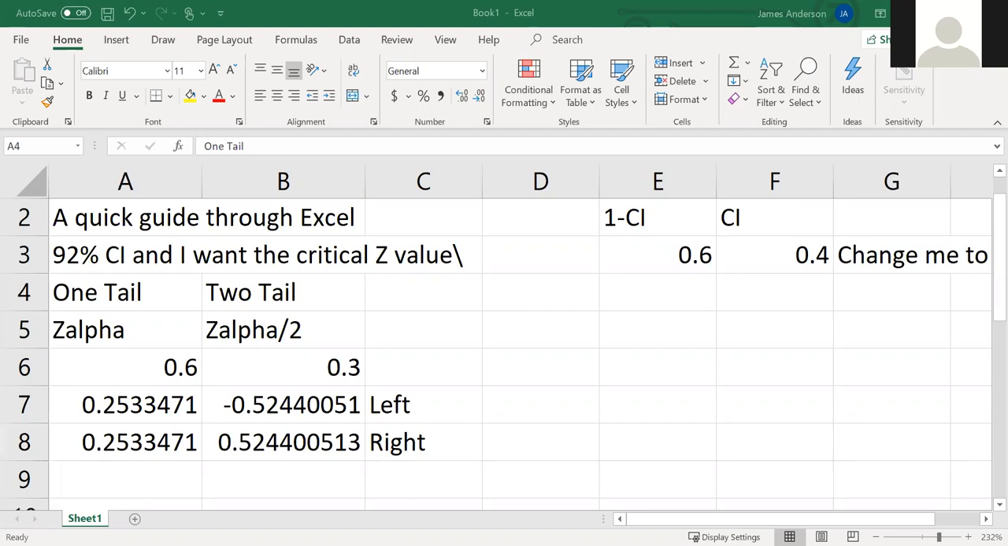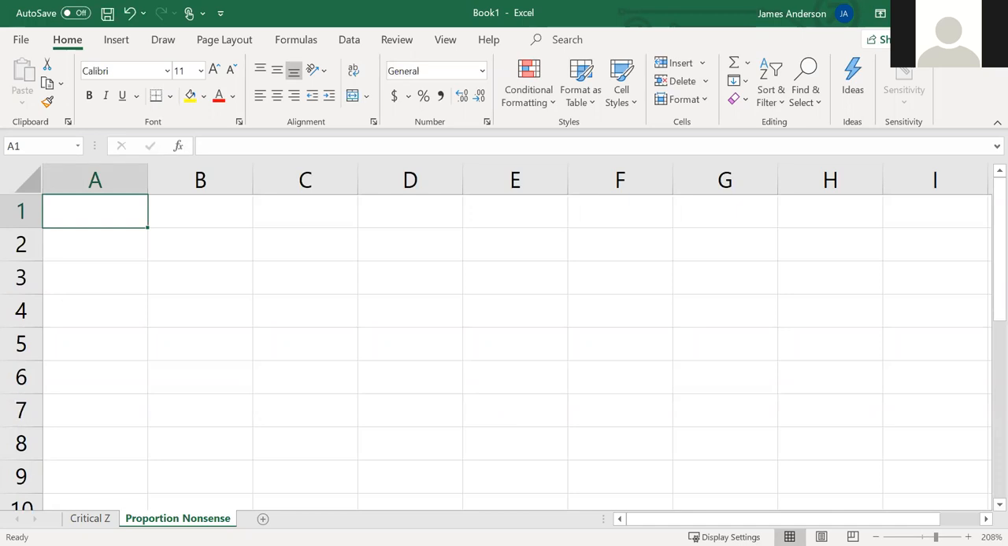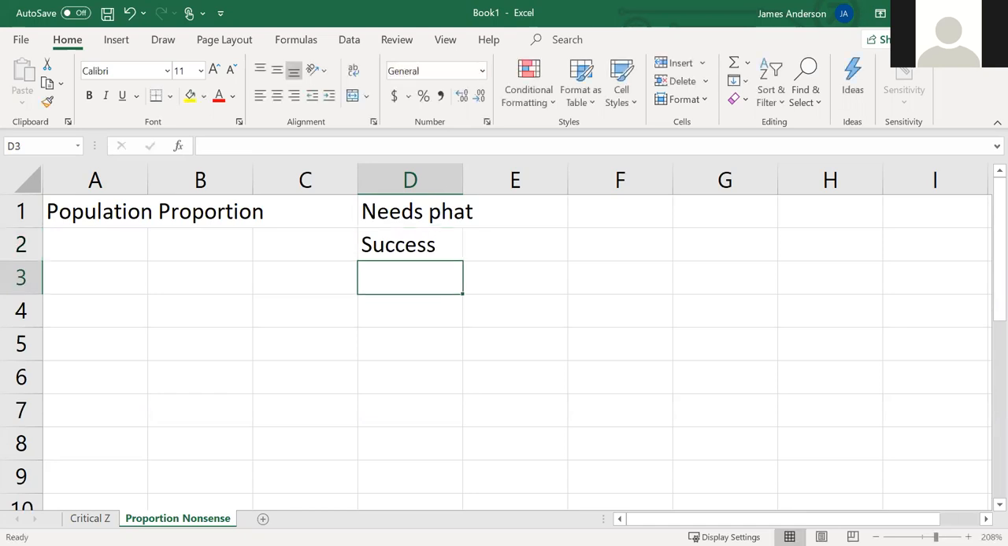So in this one, let's say I want to do, I'm gonna name these to make life easier for people. This is critical Z. Proportions. So this one. First thing we need to do is, we're going to say what we need. So we are probably going to need population proportions first. So to find this, you need to find p hat. P hat is just the proportion of successes versus trials. So success and trials.